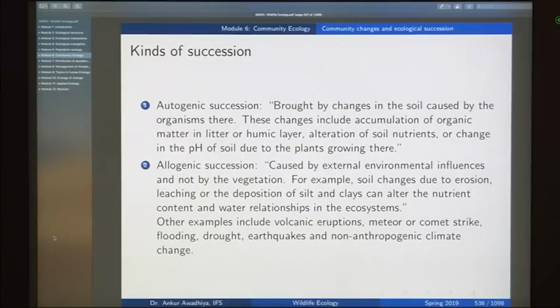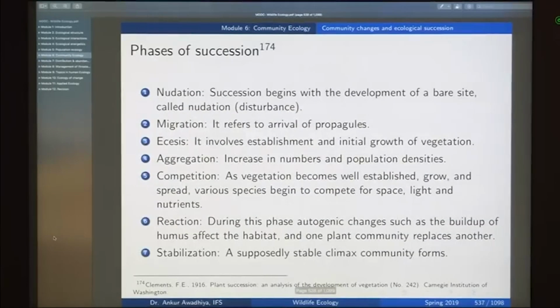Now, succession can also be divided into autogenic succession and allogenic succession. So, autogenic succession are brought by changes in the soil that are caused by the organisms that are already present there. So, auto is self, gen is formation. So, it is a succession that forms by itself. On the other hand, the allogenic succession is caused by some external forces, external environmental influences, and not by the vegetation that is already present there.